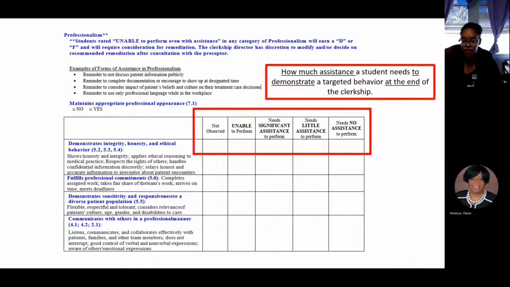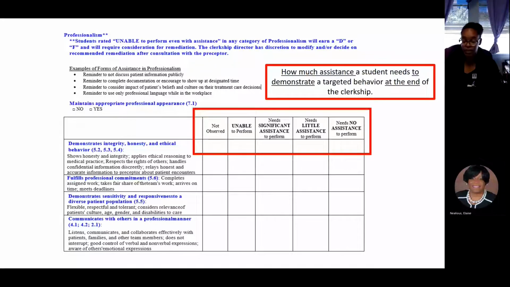Now, in some competencies like developing differential diagnosis or coming up with treatment plans, students may start out needing significant assistance to perform this skill, but we expect that over the course of the clerkship they will progress so that they will require less assistance, which will be little to none, in order to perform that skill.